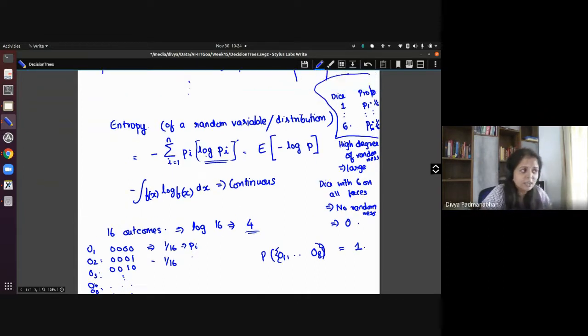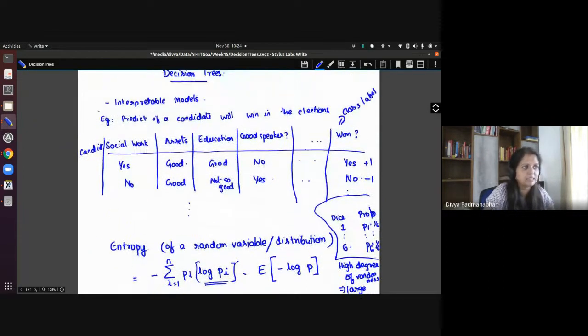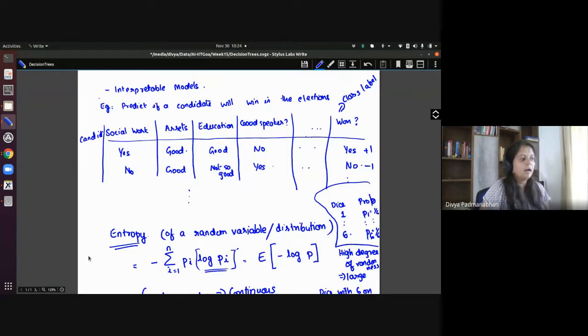This is a useful concept in the case of decision trees. We will use the entropy of various aspects of these data sets, various features and the class distribution, which is the random quantity here, in order to construct the decision tree.